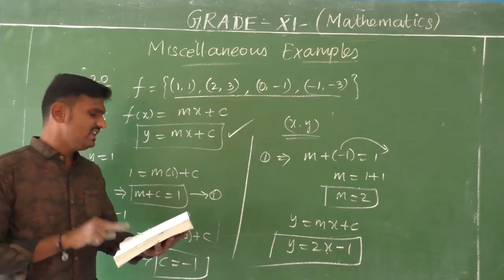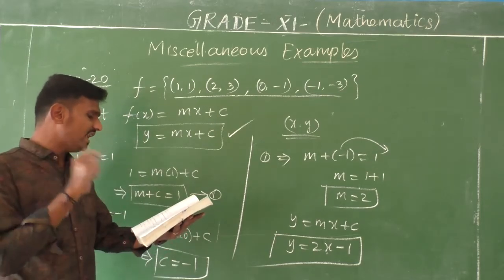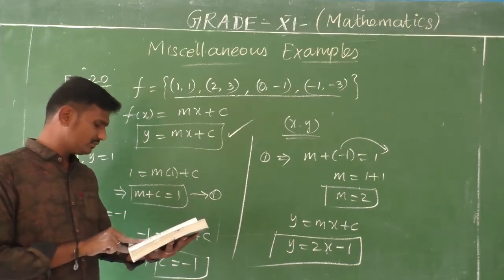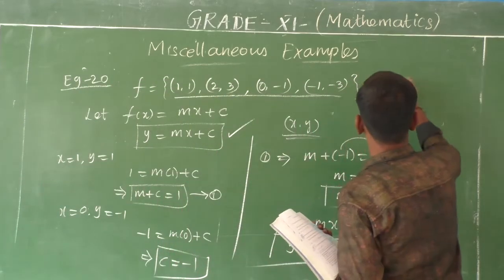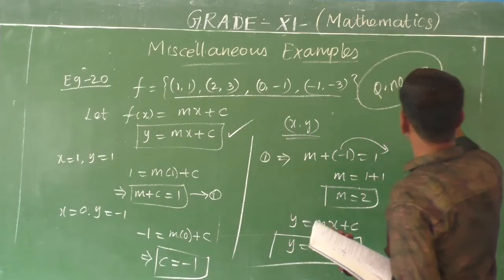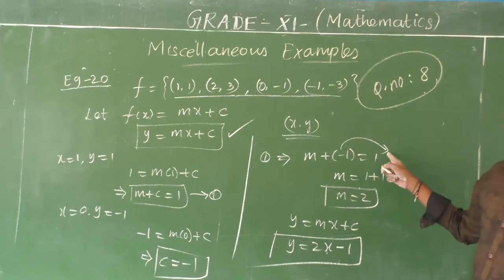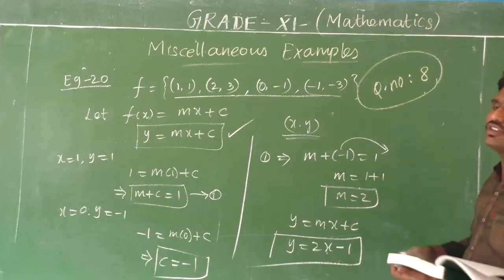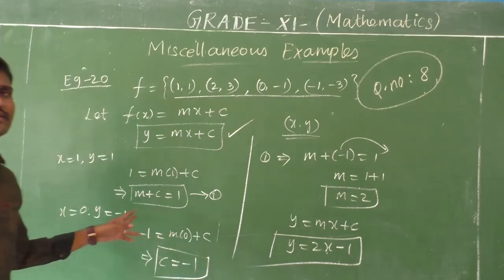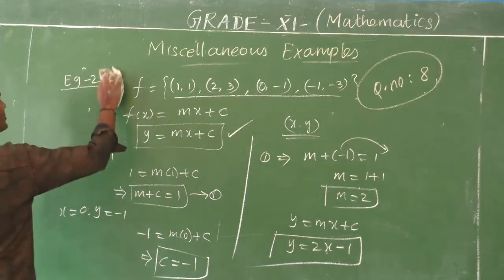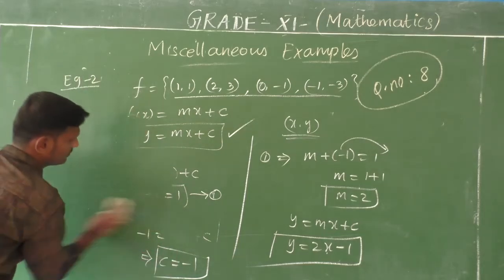And next, the exercise sum, we have the same pattern for this. Question number 8. This is your homework for the miscellaneous exercise on chapter 2. Okay, fine. Have you understood, students? Yes. I have to move to the next example 21.